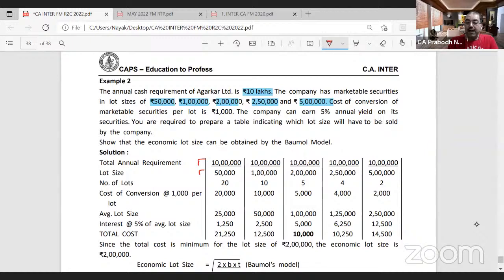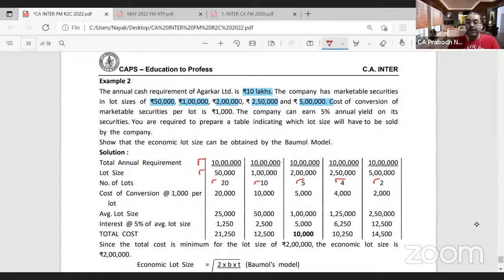So 10 lakhs divided by 50,000, I get 20. 10 lakhs divided by 1 lakh, I get 10. 10 lakhs divided by 2 lakhs, I get 5. 10 lakhs divided by 2.5 lakhs, I get 4. 10 lakhs divided by 5 lakhs, I get 2. So the number of lots is 20 lots in the first case, 10 lots in the second case, 5 lots in the third case, 4 lots in the fourth case, and 2 lots in the fifth case.